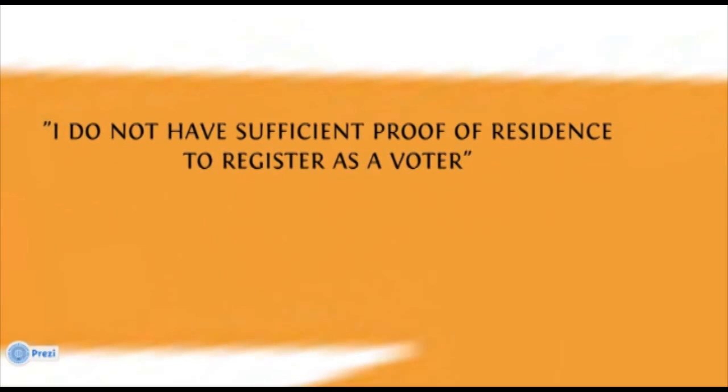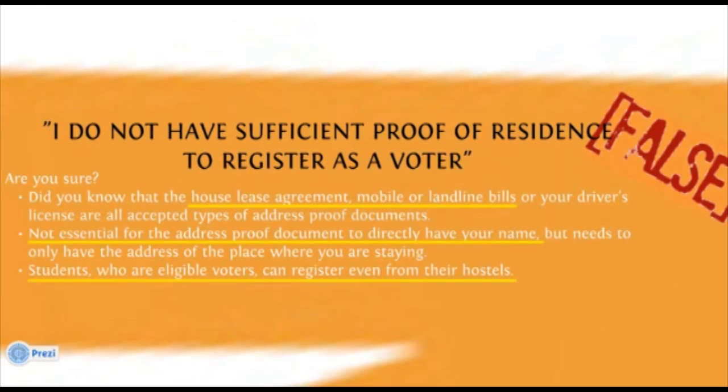I don't have sufficient proof of residence to register as a voter. Are you sure? Did you know that the house lease agreement, mobile or landline bills, or your driver's license are all accepted types of address proof documents? It's not essential for the address proof document to directly have your name, but to only have the address of the place where you are staying. Students who are eligible voters can even register from their hostels.